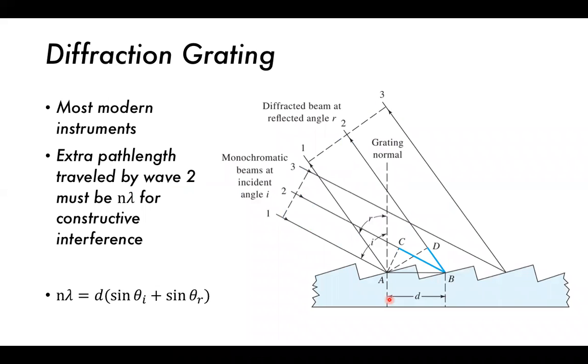Diffraction gratings then work like this. Most modern instruments make use of diffraction gratings, and the extra path length traveled by wave 2 must be n lambda for constructive interference to occur. And again, we have this variation of Bragg's law: n lambda is equal to d sine theta i, which is the incident light coming in, plus sine theta r, which is the reflected light coming out.